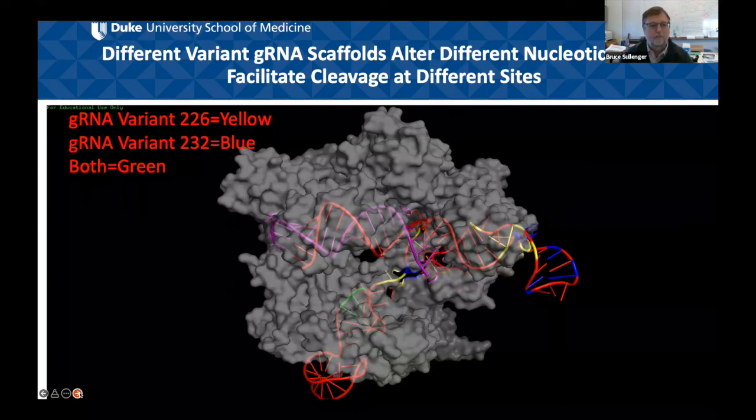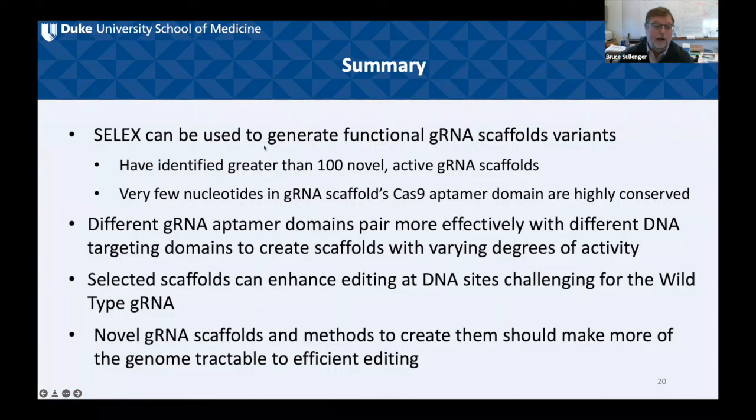So in summary, what we're very excited about is that we figured out that the SELEX strategy, again from the 1990 paper, really can be used to generate novel functional guide scaffold variants. And we've already identified over 100. We didn't sample all of them. Again, that was 130, but we have tens of thousands of them. It turns out from this analysis, even initially, that very few nucleotides, a handful, are highly conserved. You can change most everything else.